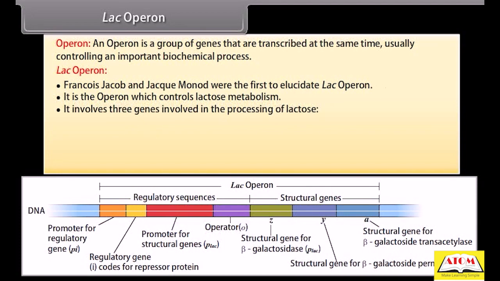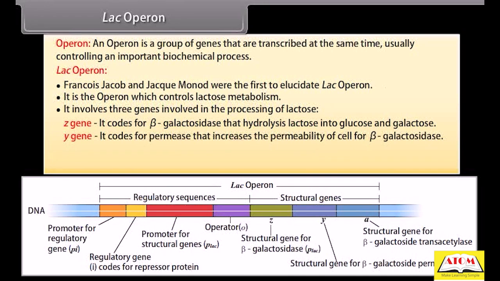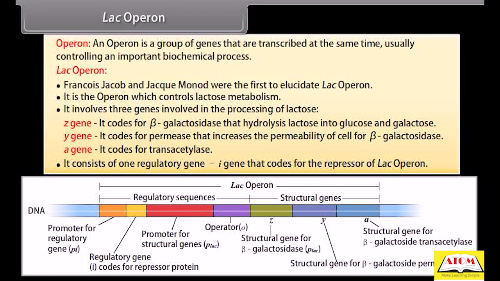It involves three genes involved in the processing of lactose. Z gene. It codes for beta-galactosidase that hydrolyzes lactose into glucose and galactose. Y gene. It codes for permease that increases the permeability of the cell to beta-galactosides. A gene. It codes for trans-acetylase. It consists of one regulatory gene, I gene, that codes for the repressor of lac operon.